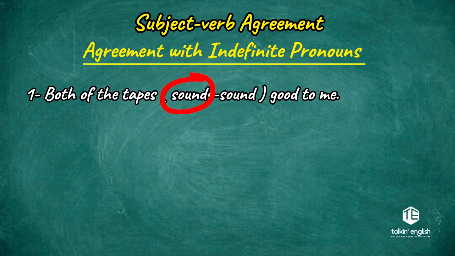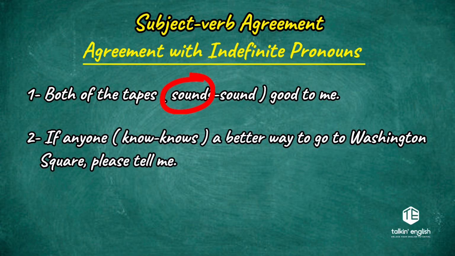Question number 2. If anyone knows a better way to get to Washington Square, please tell me. What is the subject in this sentence? It is the indefinite pronoun anyone. What is the number of the word anyone? It is singular. This means I have to choose a singular verb. The singular verb here that agrees with the word anyone is knows. The verb plus s is a verb in the singular form.